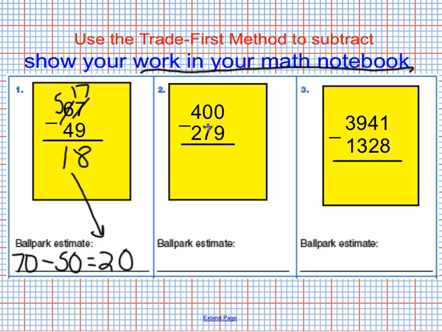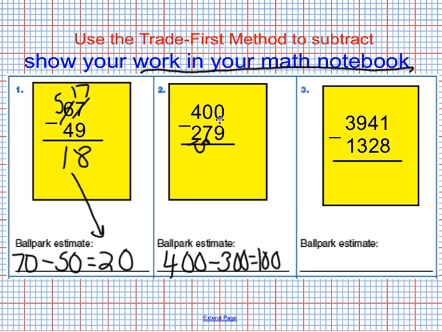Now here's a problem with those zeros. So first of all, I'm going to do a ballpark estimate. 400, well, 400 is pretty estimated. 279, I'm going to look to the right. With that 7, I'm going to bump this up to 300. And I'm going to think a ballpark estimate of about 100.